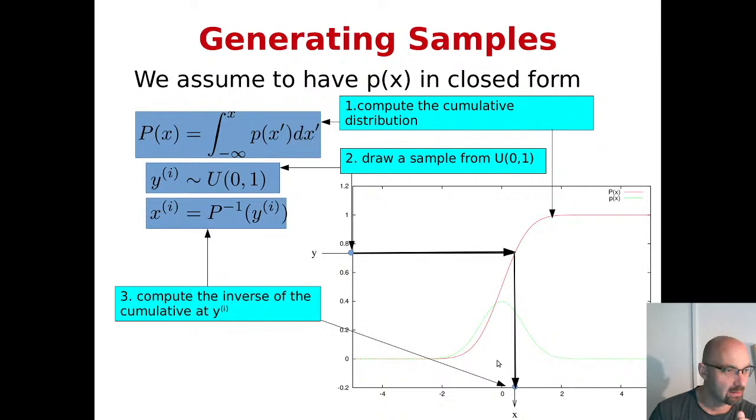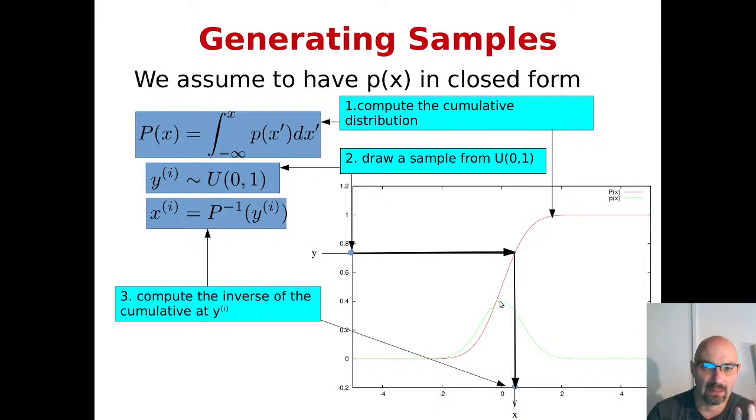It's invertible, or it's almost always invertible, because it might have flat regions, because it's monotonic. So we will not have situations like this. And well, this value x is nothing else than the value of the sample drawn from this probability density over here.